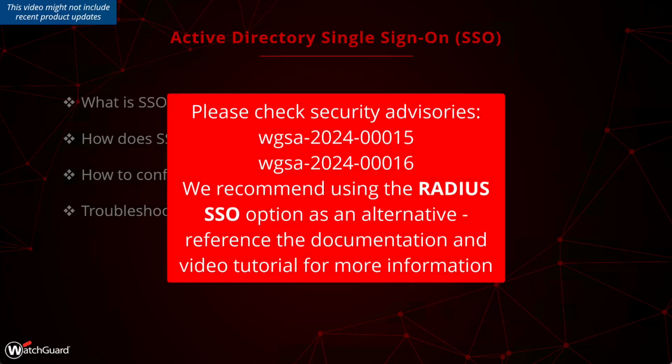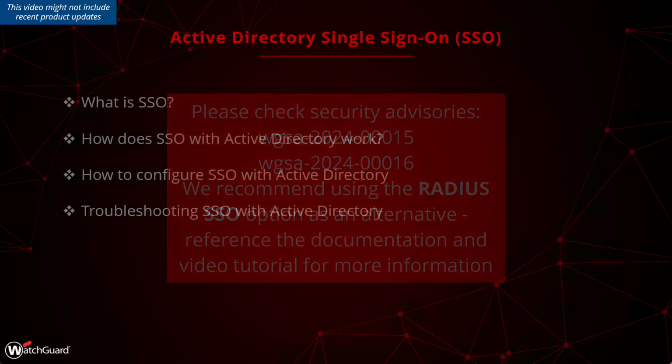I want to point out that there are some known security issues with the AD SSO software. Check these advisories for workarounds. Once these are addressed, the configuration of the AD SSO feature will change, and it is unlikely that there will be backward compatibility. The Radius SSO option does not require software, so it is not impacted by these vulnerabilities. No workarounds required. Plus, Radius SSO works with Active Directory. Please check out our existing video tutorial and documentation on this feature.